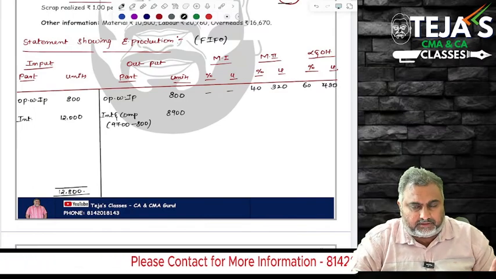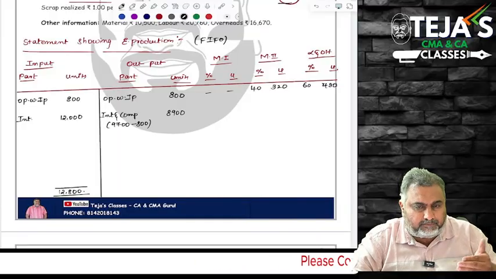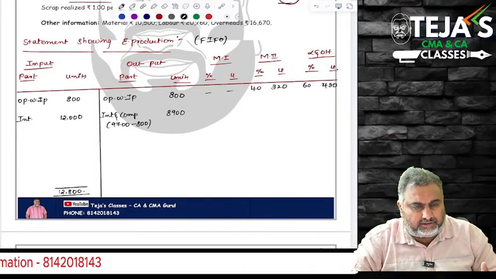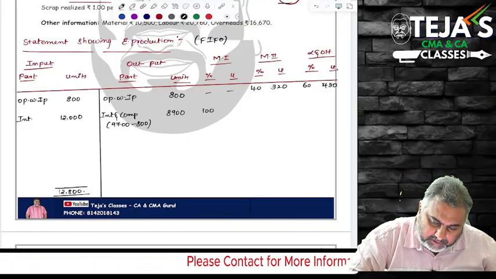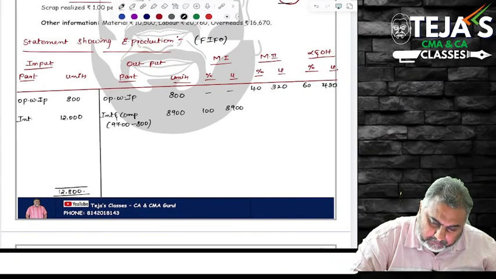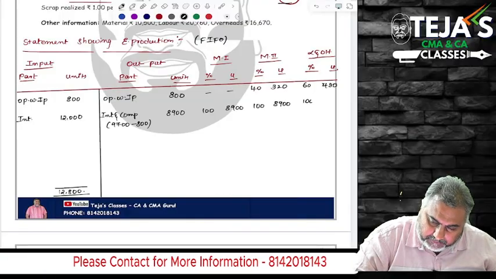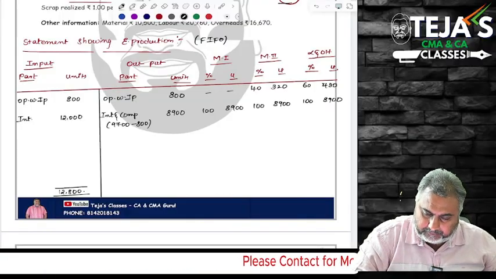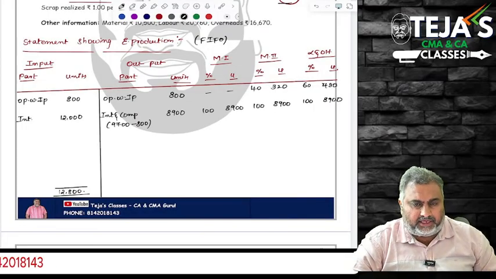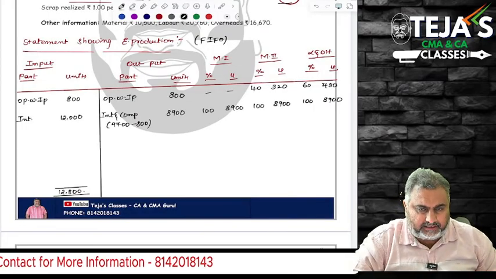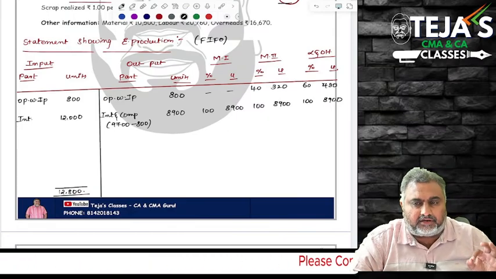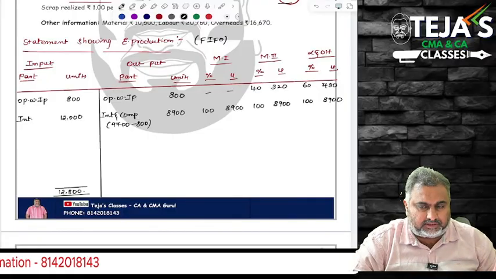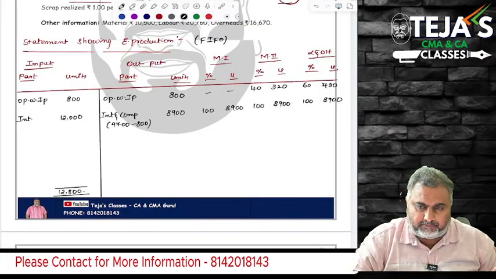Sir, if they are transferring to the next process, what degree of completion are we supposed to take? 100%. Sir, why? If they are 100% completed, then only they are eligible to transfer to the next process. That's the reason. Material 1 100%, material 2 100%, labor and overheads also 100%. So while doing equivalent production for introduced and completed, always go with 100% degree of completion, because they are transferred to the next process.